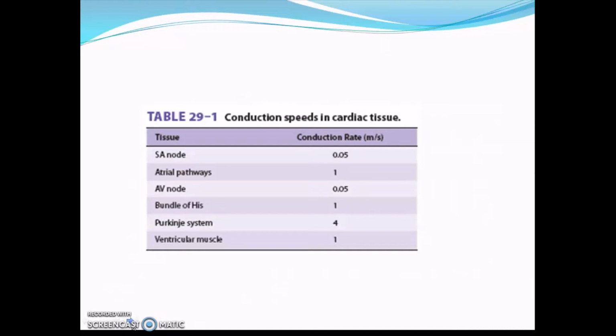So this is a table showing the conduction speeds of cardiac tissue. The maximum conduction speed is at the Purkinje system, whereas the least conduction speed is at the SA node and AV node. So most of the bradyarrhythmias occur due to AV nodal delay, as the conduction rate is least in the AV node.